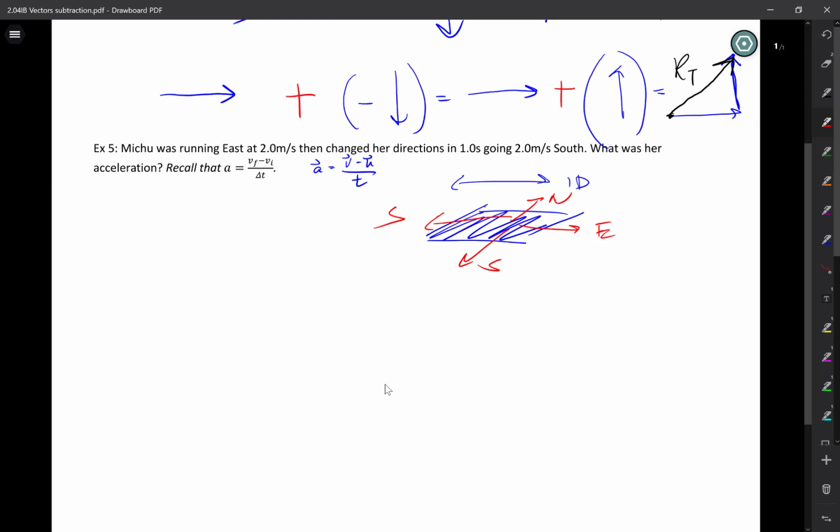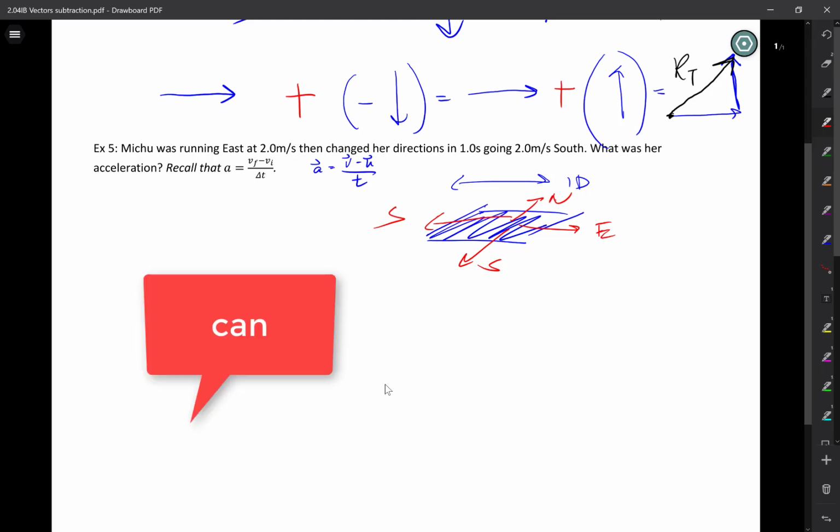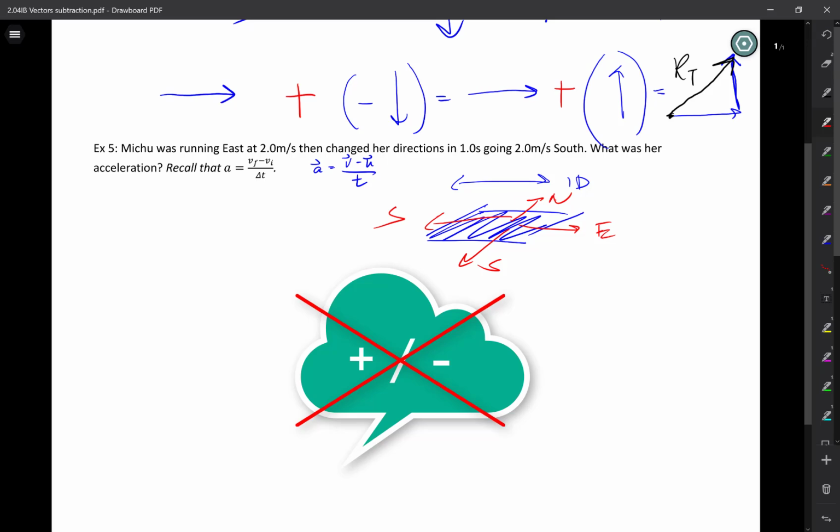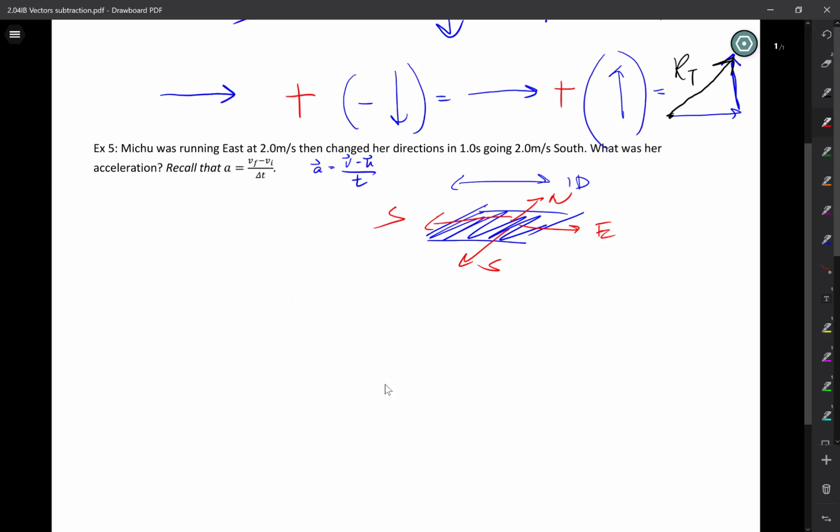If it's 1D, it's very easy. You subtract the numbers normally. But if it's a 2D plane, you cannot take the two numbers and add or subtract in a 2D plane. So what does that look like? Example number 5, and that should read example number 1. That's my big mistake.